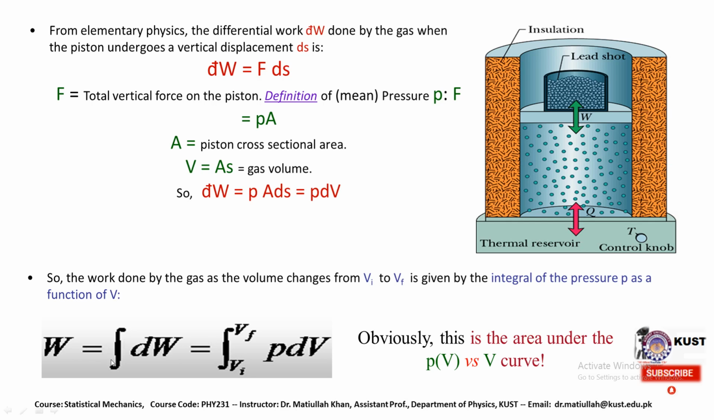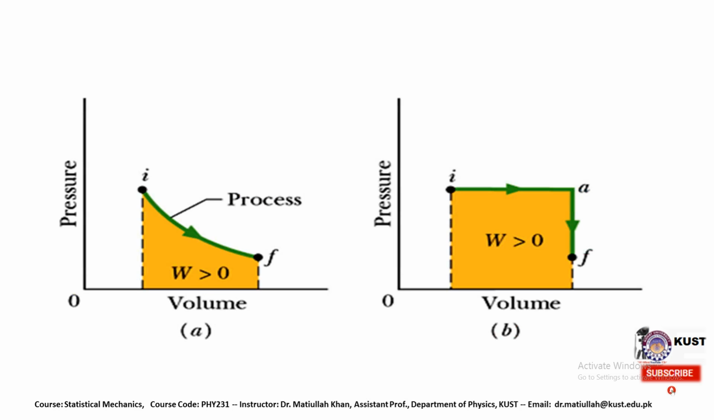This is the total work done. We take the integration of the work done, putting the value of dW, and integrate between the initial volume and the final volume, and obviously we can get the magnitude of work done. This integration shows the area under the curve, the area under the pressure-volume curve. So how can we get the value under the curve? It depends upon the different situations.